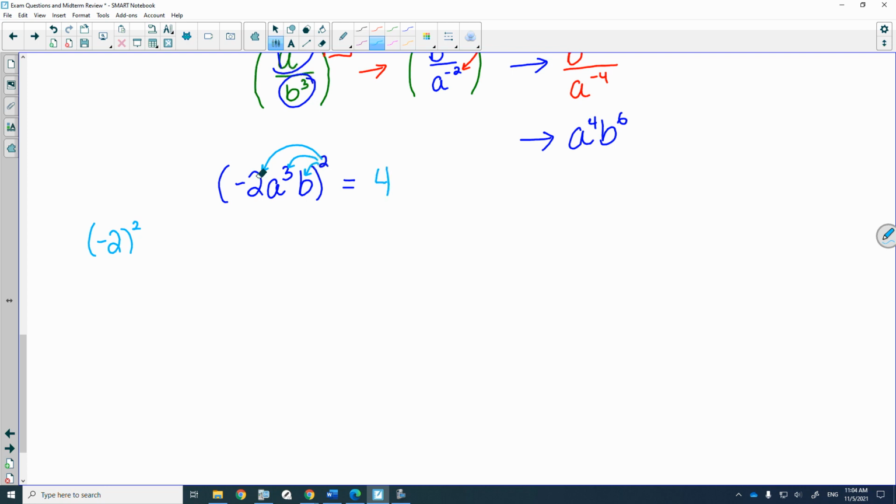A lot of people for this, here's what they'd enter on their calculator. They would just say -2, and then they'd raise it to the power of 2, and they would get -4, and you would be wrong. Then it is a to the 6, b to the 2.